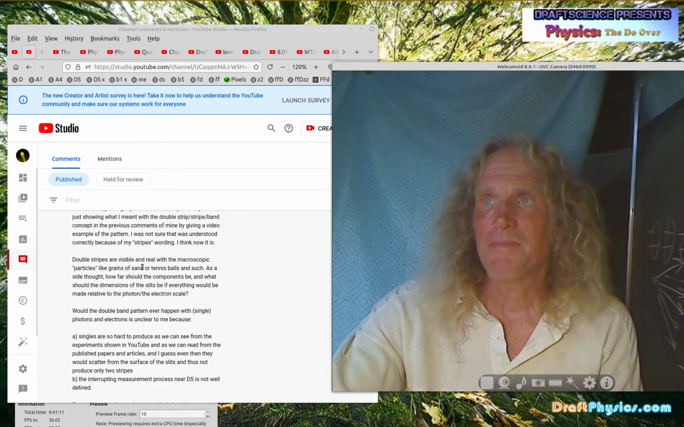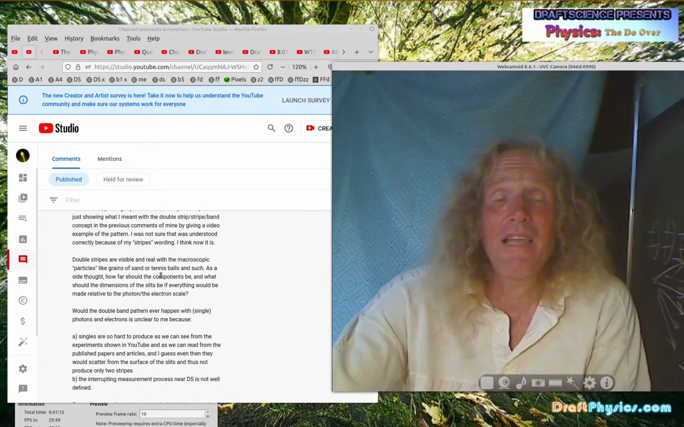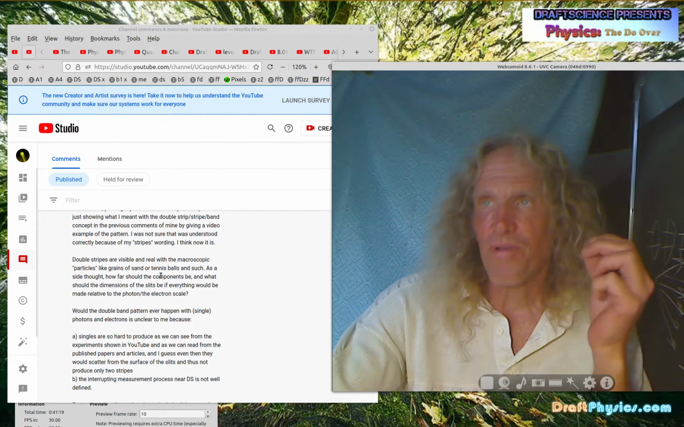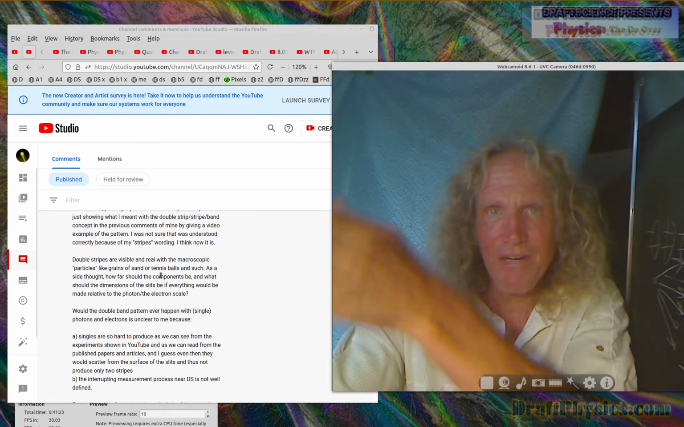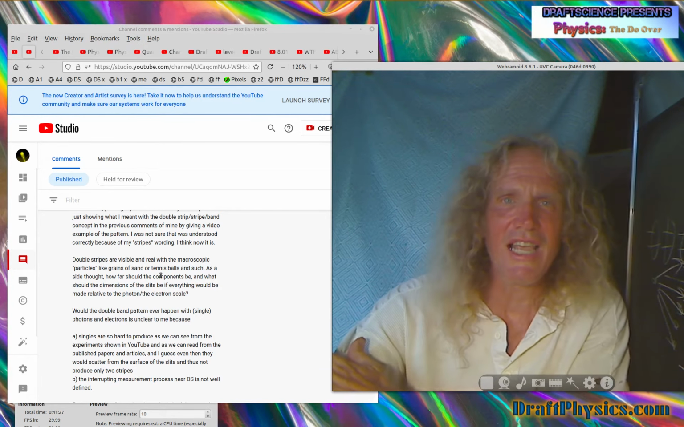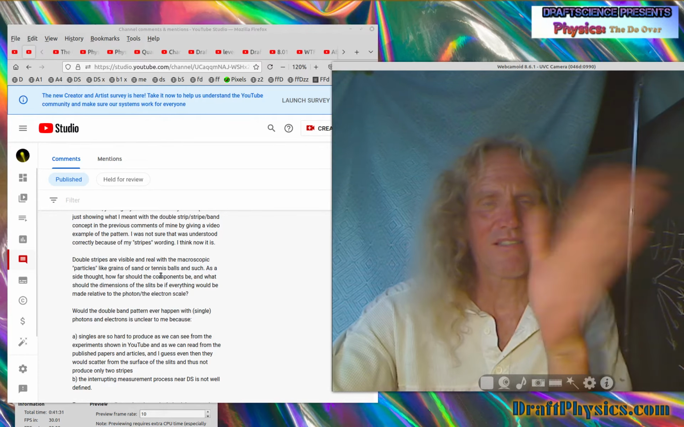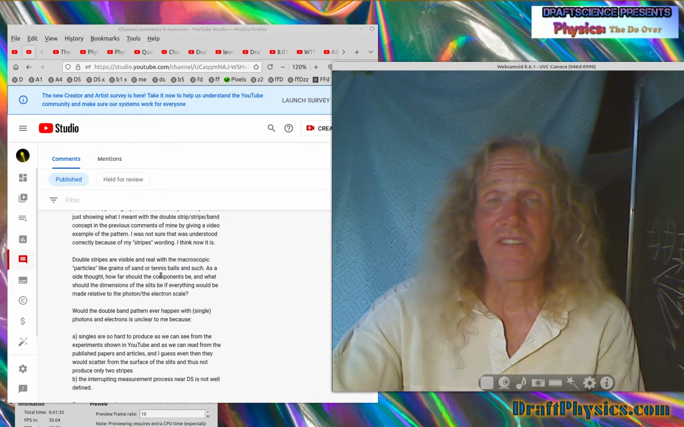Double stripes are visible and real with the microscopic particles like grains of sand. No, again, and how is that a reflection of the parameters of the experiment if they're not? And if you stretched it to the accurate parameters of the light experiment, the actual huge gigantic distances, and obeyed the same rules where something that's going sideways keeps going sideways, then all of a sudden your stripes are gone.